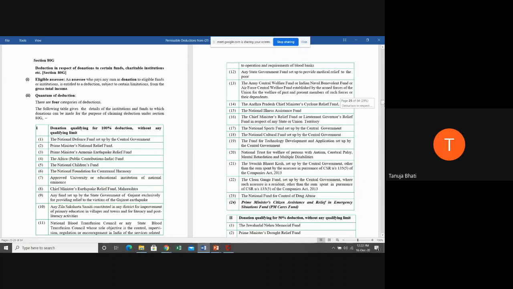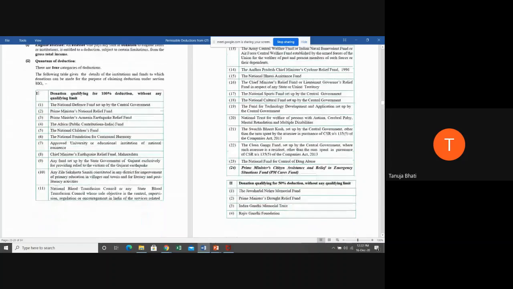So let us see, 80G is all about donations. First class, let us see, is donations qualifying for 100% deduction without any qualifying limit. So if an assessee is donating to the National Defence Fund set up by the central government, he will get 100% deduction irrespective of the amount, because this is falling under which class? Without any qualifying limit. Similarly, if he is making a donation to this set of 24 funds, he is falling under the first category where he will get 100% deduction without regard to the amount. Okay, so I'll just quickly read out.